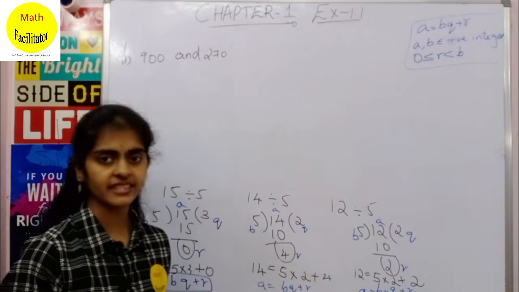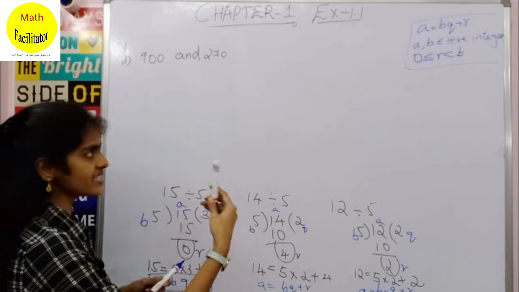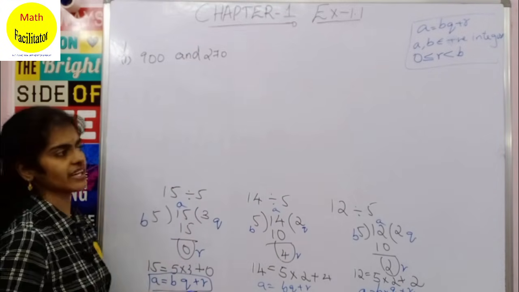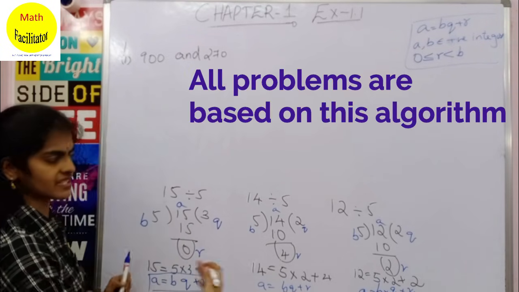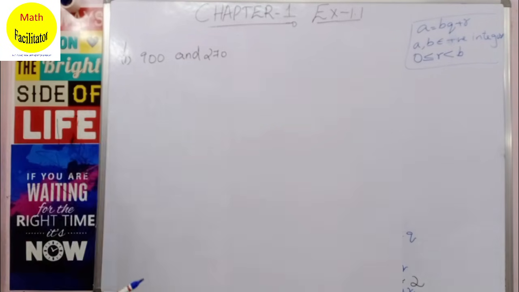Okay, and we have learned that Euclid's division algorithm is used to find the HCF of numbers. So let us use the same algorithm here to find the HCF. I hope this is clear for you. Very quickly we revise Euclid's division algorithm along with the concept. Now what shall we do?